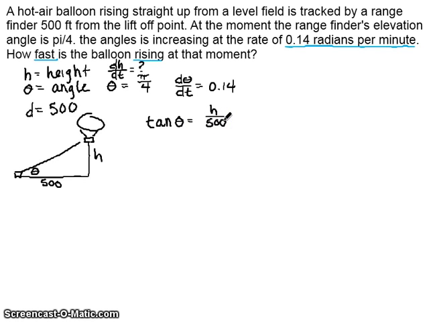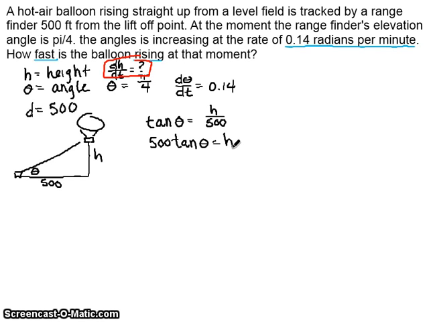Now, if we kind of look into the future a little bit, we know we're going to try to find what dh dt is, so it might be a good idea to get h by itself. So let's multiply both sides by 500. So 500 times tangent of theta is going to be equal to h. So there is our relationship. It deals with everything that we've talked about.